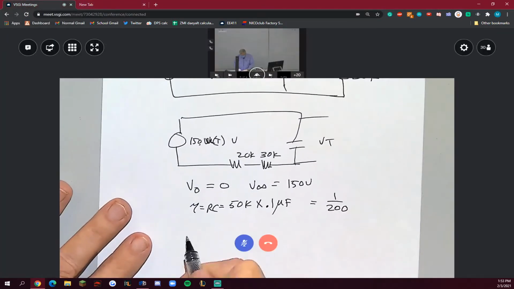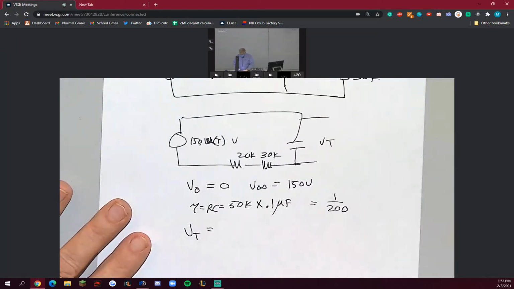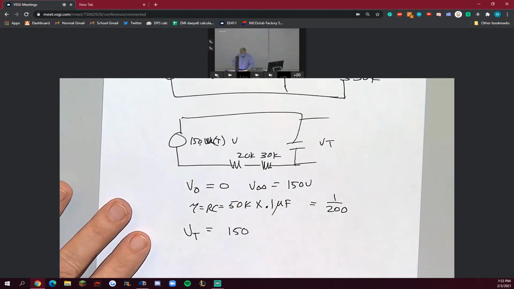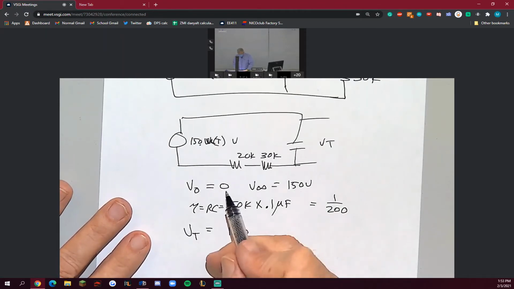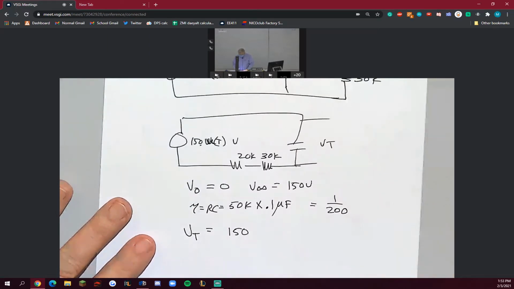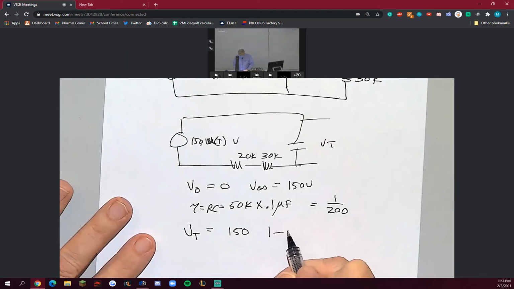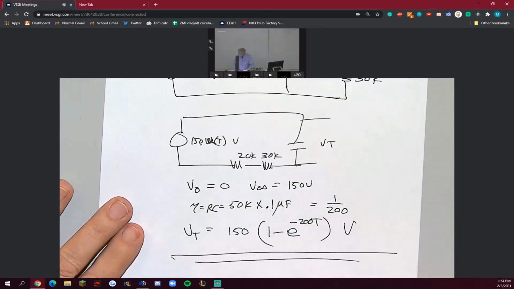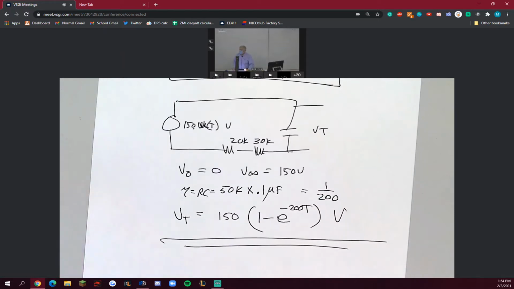So now we can say that V of t is equal to V infinity, that's 150, plus V0 minus V infinity times the exponential. So times 1 minus e to the minus 200t volts. Okay?